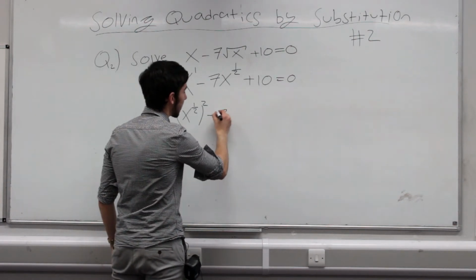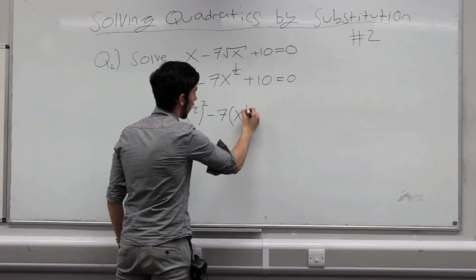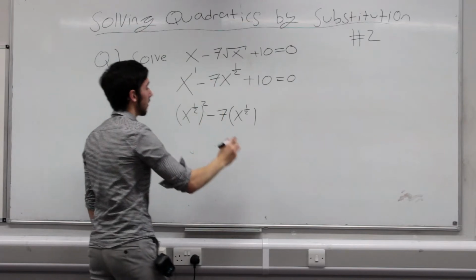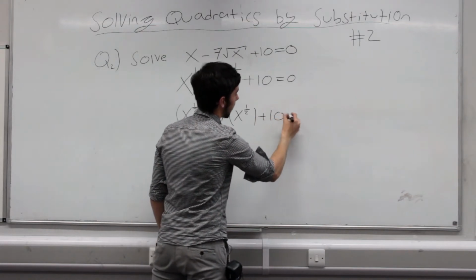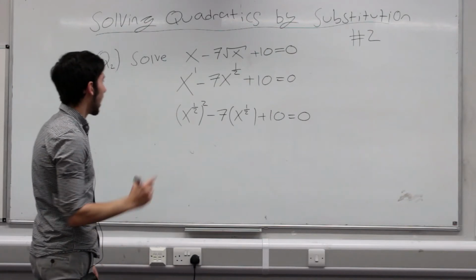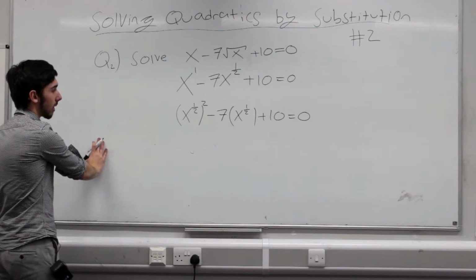And then we're going to take away 7 times x to the half. Again, that's literally just what was written. I'm just putting brackets around it. Plus 10 equals 0. Perfect. Now I'm going to come more over here because otherwise we're going to run out of space.